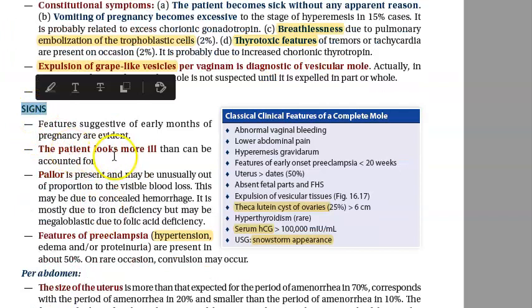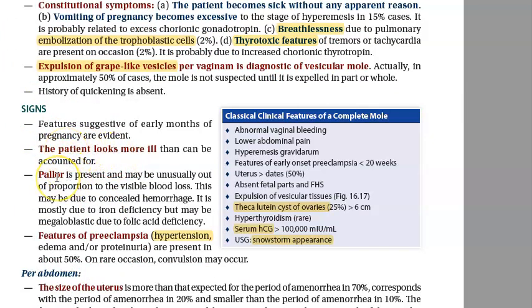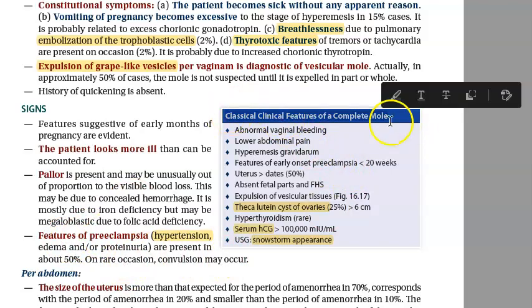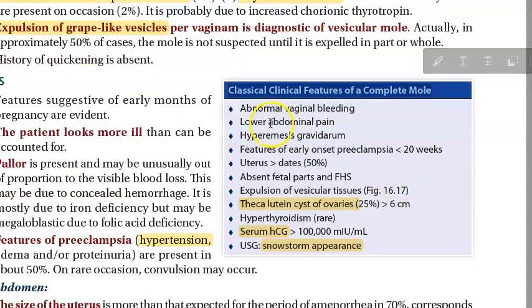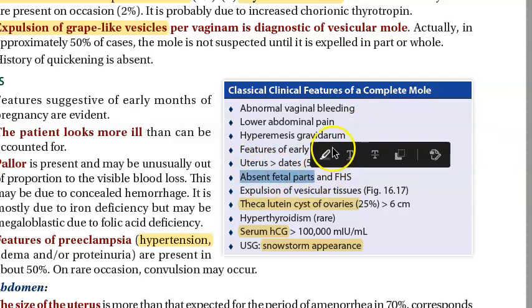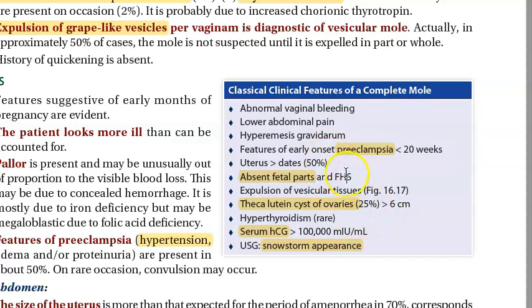Then what will you look for as a doctor? You will see that the patient looks more ill than accounted for. You can see pallor, probably because of blood loss. There can be features of preeclampsia, hypertension, etc. And the classical clinical features of complete mole, please look at this, very important: abnormal vaginal bleeding, lower abdominal pain, hyperemesis gravidarum. They can have preeclampsia, a big uterus, and absent fetal parts. Mainly, look at this, absent fetal parts, and absent fetal heart sounds also. And then there will be expulsion of this vesicular tissue, which we showed you.